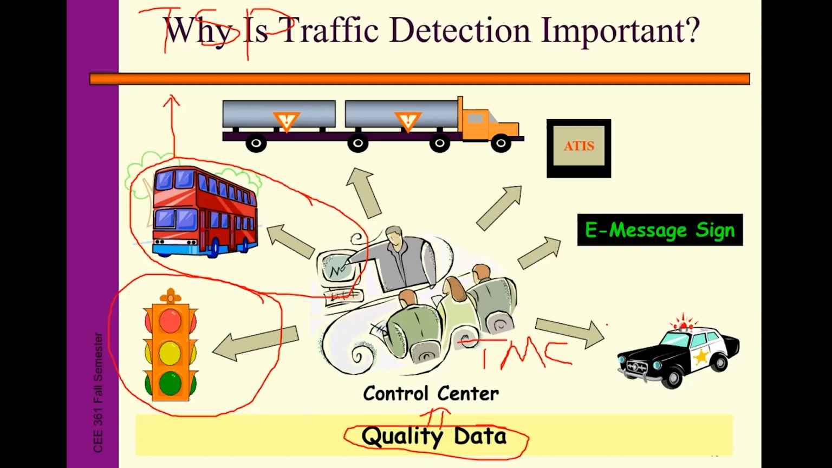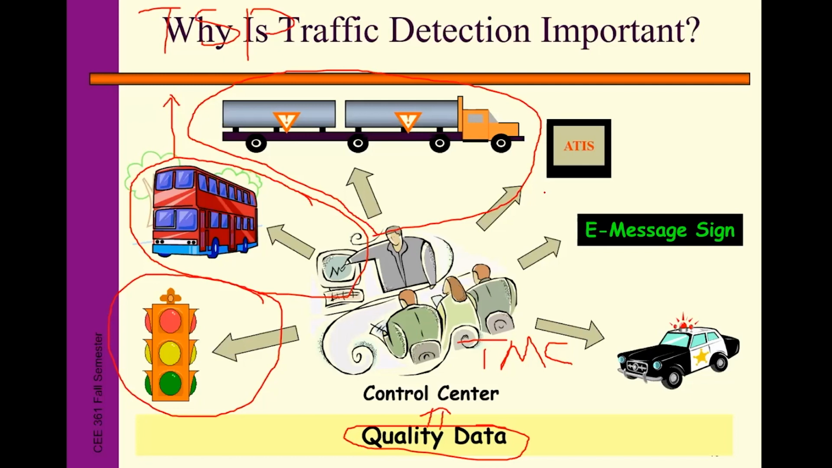We also want to use the high quality data for freight operation. We have trucks, especially those trucks that carry hazardous materials. So we want to know where the truck is and how we can plan the route for the truck to avoid community activities. For example, if there's a parade, how can we adjust the route for the trucks to reduce the impact of trucks on the local community?